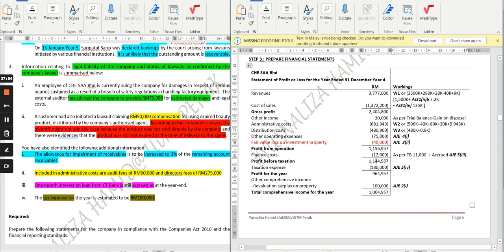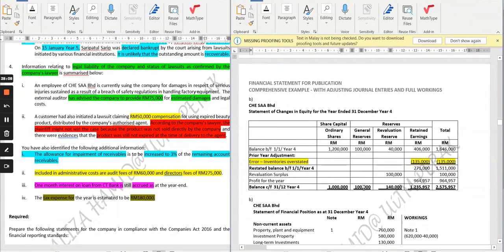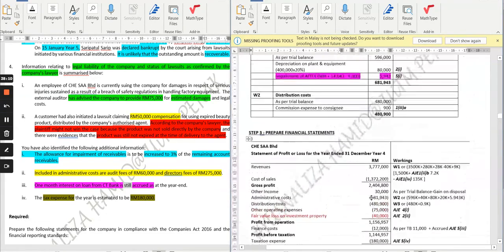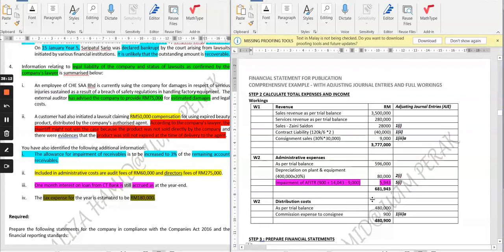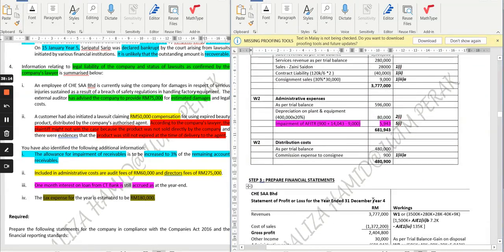And your profit before tax 1,144,957. Taxation 180. Other comprehensive income is revaluation surplus 100,000. Total comprehensive income. These are your breakdown. If you want to see your expense, I've already done it here. You can also do it in columnar form.